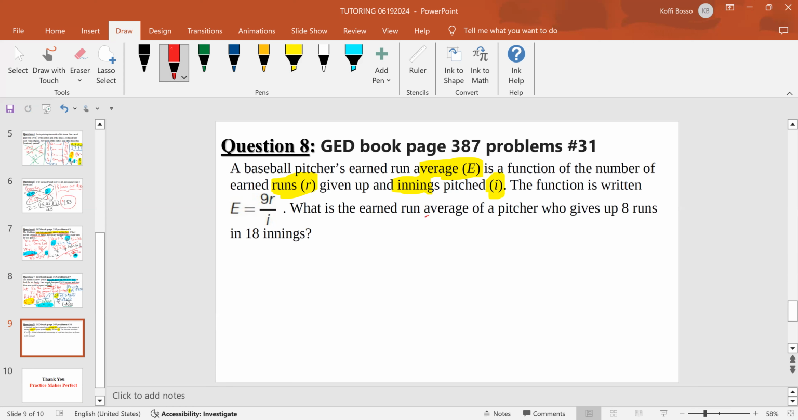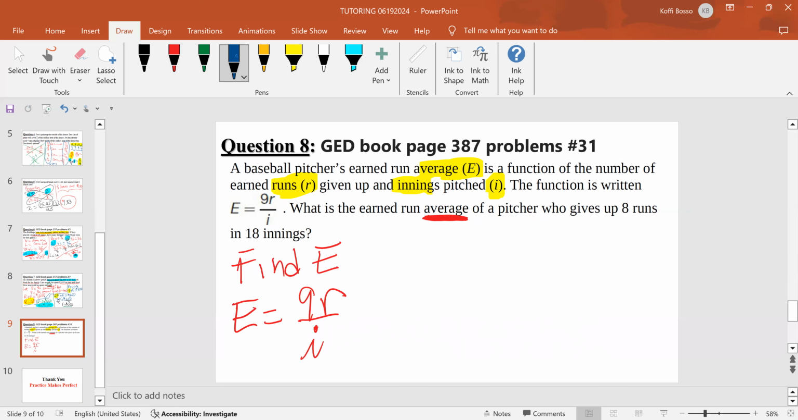So we know that the earned run average is E. What they're asking here is to find E. The formula to find E is 9R divided by I. But the question is this: do you know R? Do you know I? Here they give us some. What is the earned run average of a pitcher who gave up 8 runs?